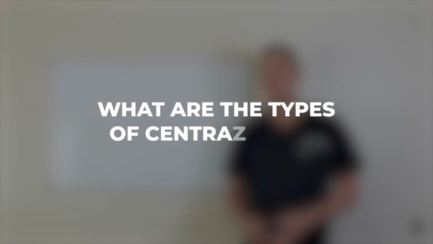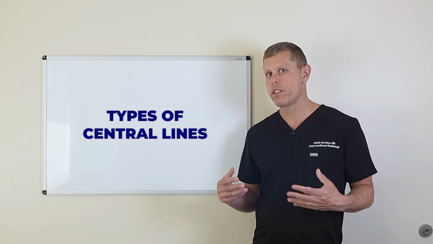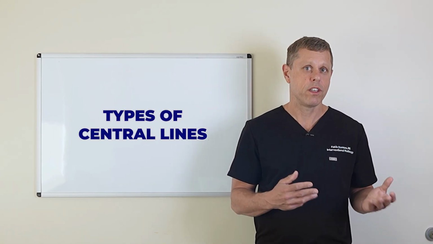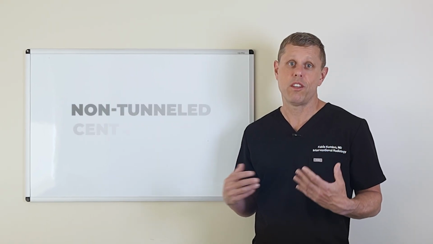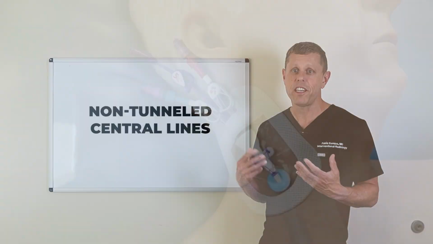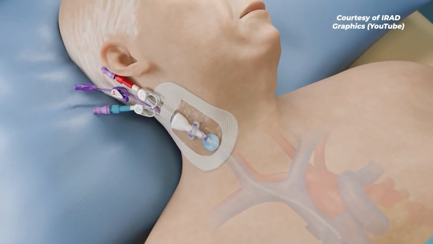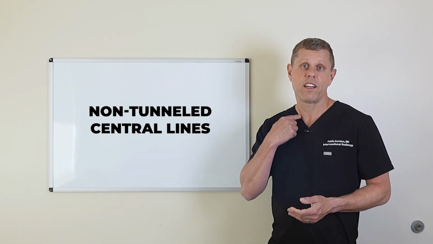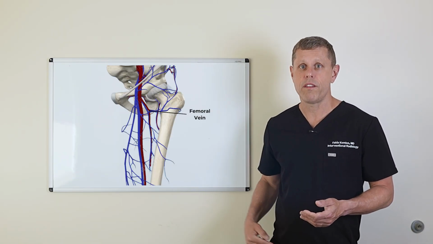So what are the types of central lines that can be used? There are several types of central lines, and those are used for different conditions and different situations. The most simple type of central line is just called a non-tunneled central line. Non-tunneled central lines are essentially simple, small tubes that are inserted in a central vein directly, either into the internal jugular vein, the subclavian vein, or the femoral vein.